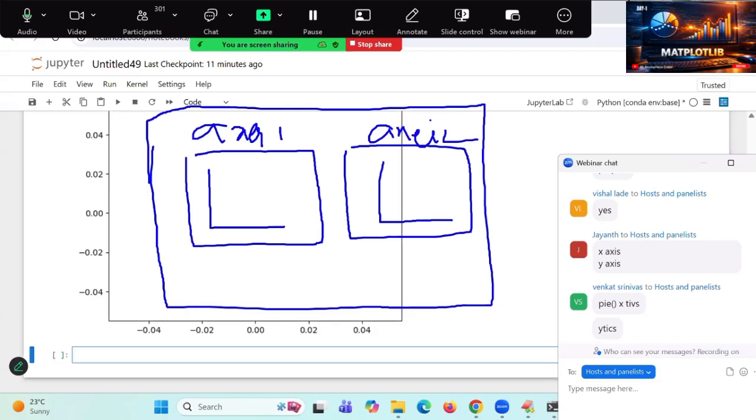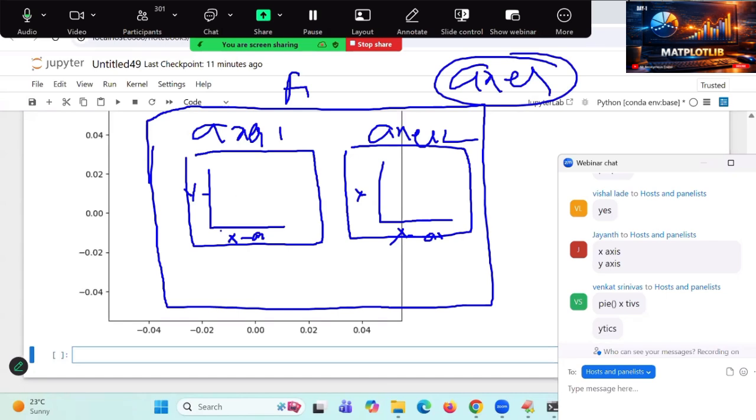Axes 1, axes 2. This is containing what? X-axis will be there. Y-axis will be there. This is also containing X-axis. This is also containing Y-axis. Are you getting my point? X-axis and Y-axis, X-axis and Y-axis. One figure can contain what? Multiple axes. You need to understand my pronunciation.